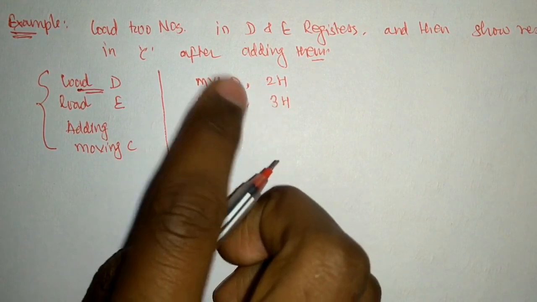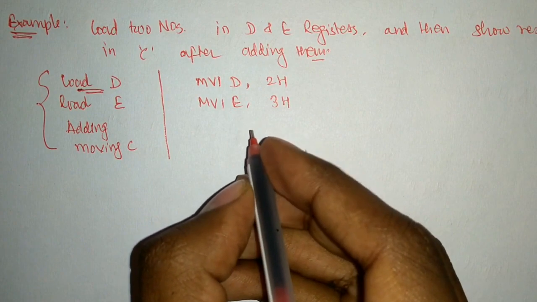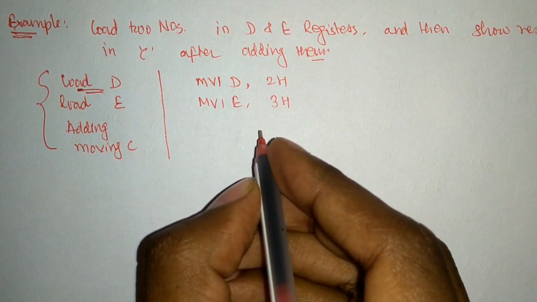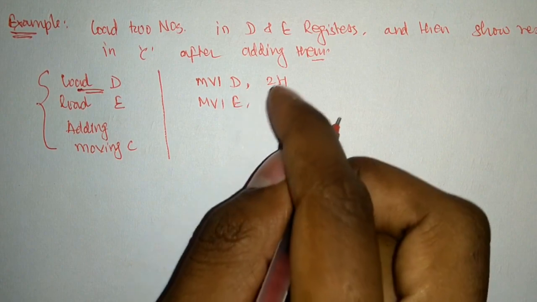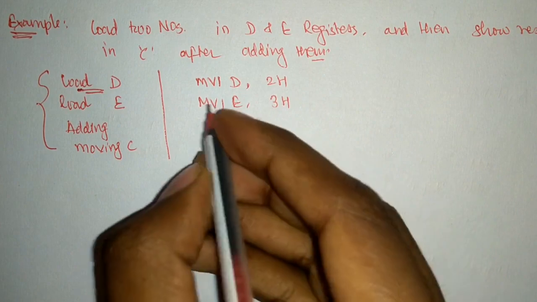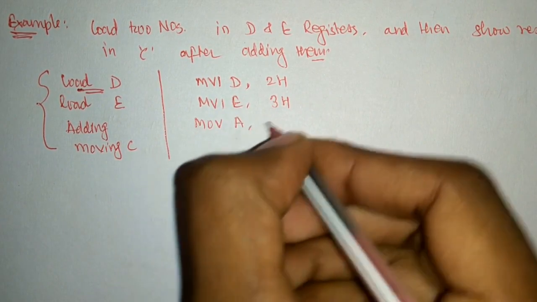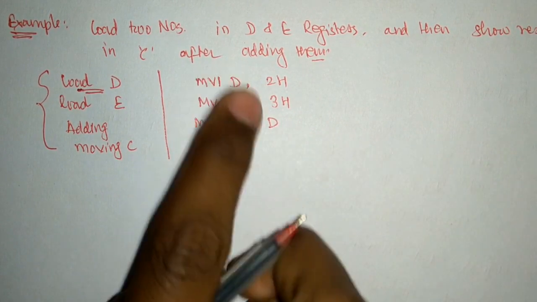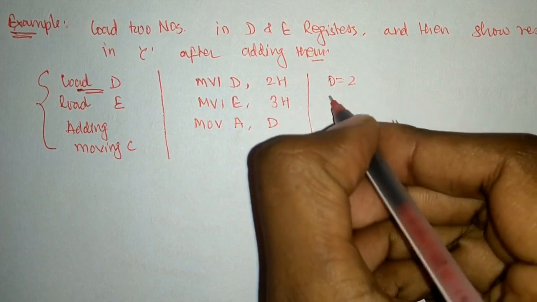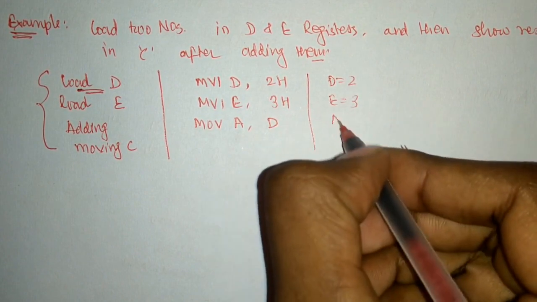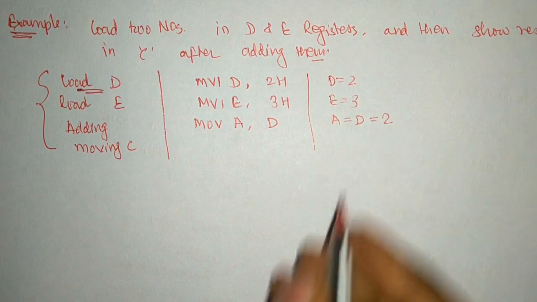So I have loaded these 2 registers here. Then the next operation: because I need to carry out the addition, and all the logical operations can happen with the help of the accumulator only, I need one of these values in the accumulator. So I'm going to move into my accumulator the value of D. So now A will become equal to D. What has happened here? D is equal to 2, E is equal to 3, and now A is equal to D, which means A is equal to 2. So I have the value 2 in my accumulator.